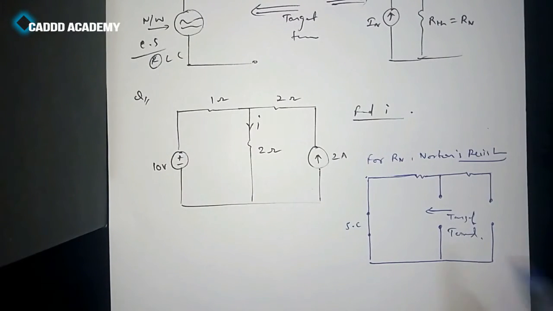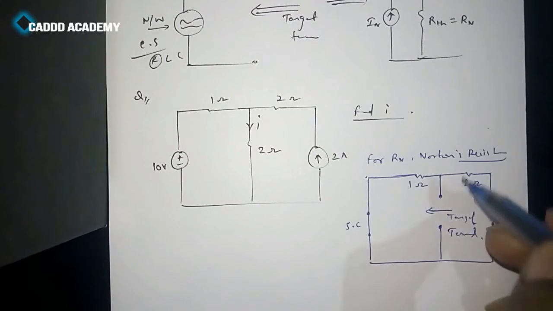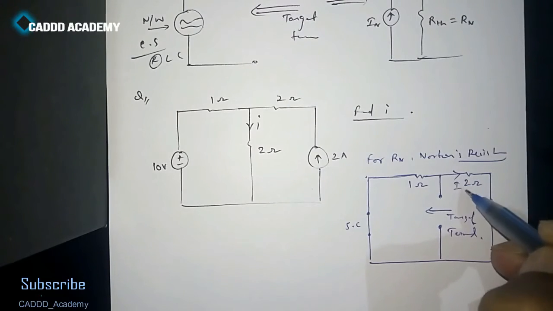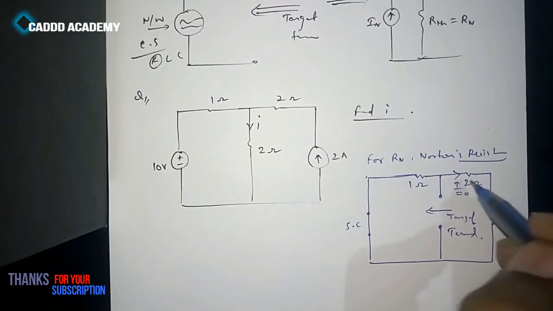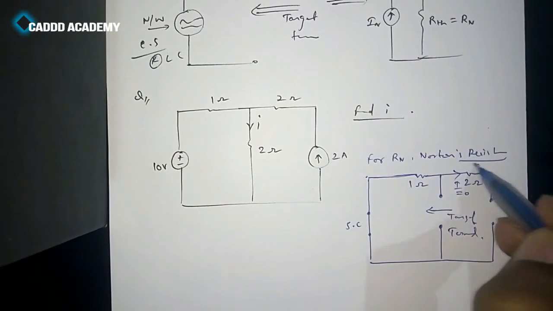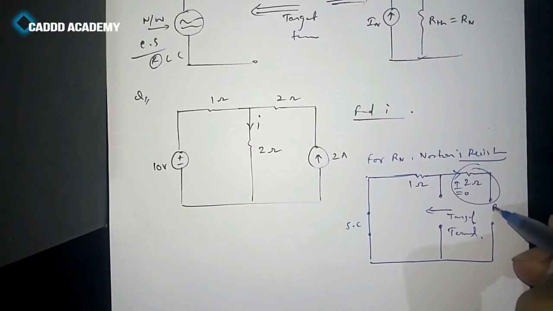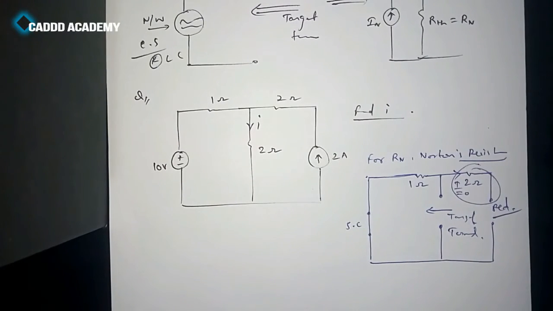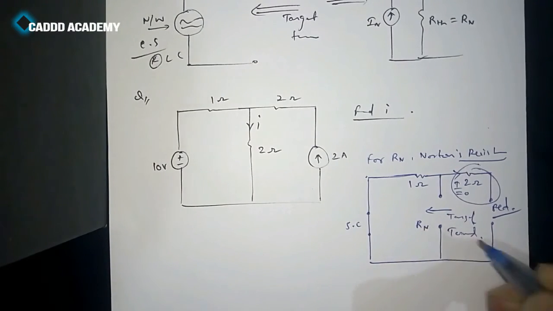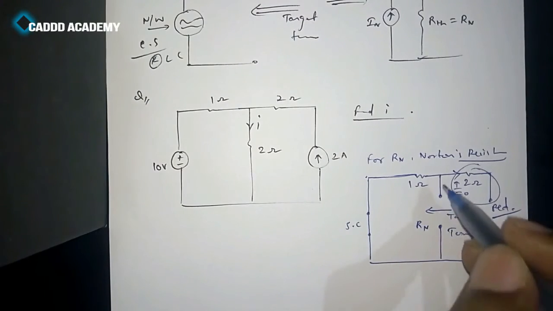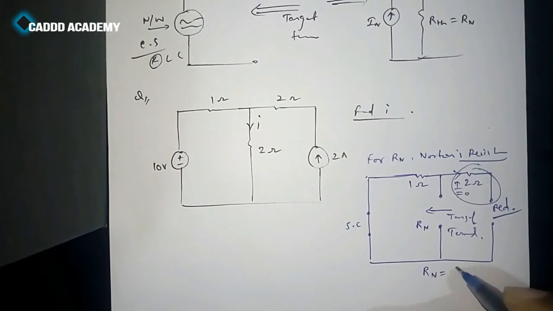Here we have 1 ohm, here we have 2 ohm, so no current will flow from here. I is equal to 0 in this branch, so no voltage will drop here, so this is redundant. We don't have to calculate this. Now the target terminal is this, and we have to see the resistance through the target terminal, which is 1 ohm, so Rn is equal to 1 ohm.